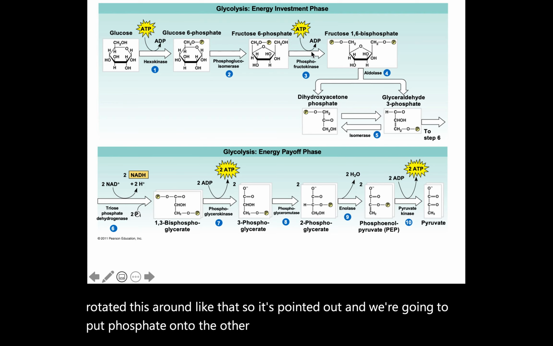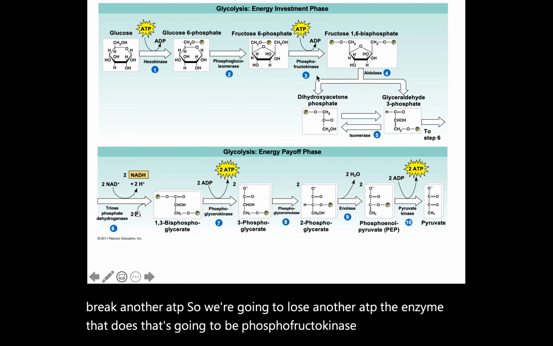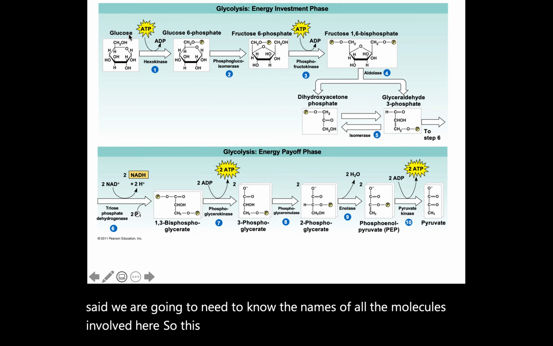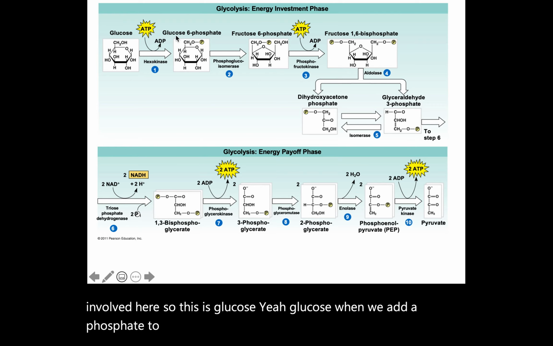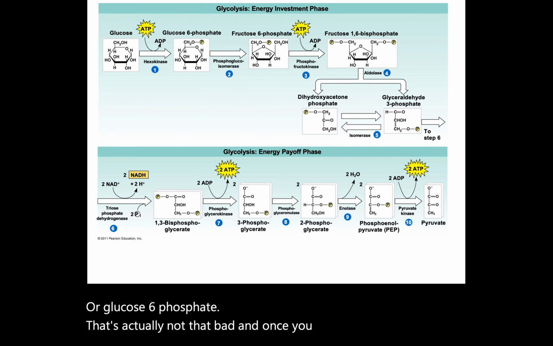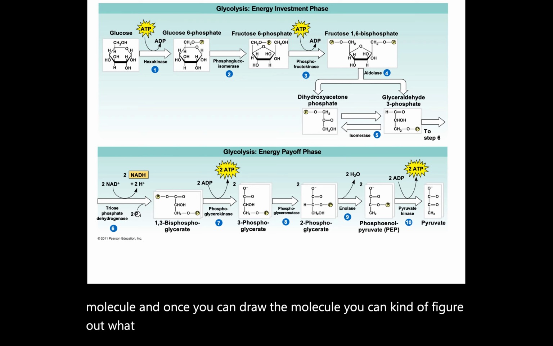And to do that, we're going to break another ATP. So we're going to lose another ATP. The enzyme that does that is going to be phosphofructokinase. And I should have said, we are going to need to know the names of all the molecules involved here. So this is glucose. Yeah, you know glucose. When we add a phosphate to carbon number 6 of glucose, it becomes glucose with a phosphate on carbon 6, or glucose 6-phosphate. That's actually not that bad. And once you know the name, you can draw the molecule. And once you can draw the molecule, you can kind of figure out what the name is.